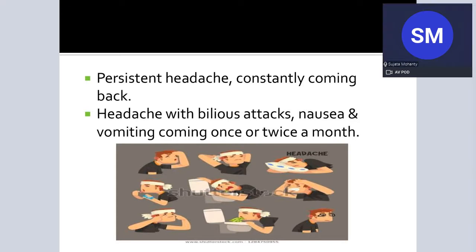And there is persistent headache constantly coming back, headache with various attacks, nausea, and vomiting coming once or twice a month. So they have the persistent headache. That pain is a sharp and severe headache with various attacks, nausea, and vomiting. And that headache will come once or twice a month. Every month they will have this kind of headache that is persistent and constantly coming back. And also there may be paroxysmal headache.